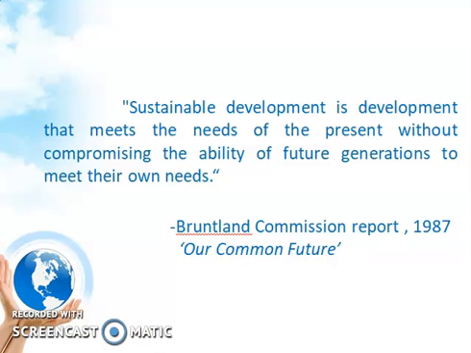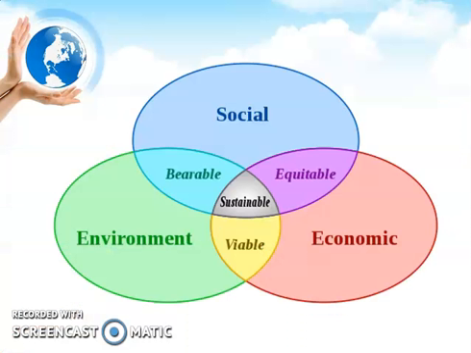So now we come to our second learning objective. What are the different aspects of sustainable development? There are three aspects of sustainable development: social, environmental, and economic. When social and environmental interact with each other, there is a term, bearable. That means development should be bearable to the earth and to society. Then again, when social and economic interact with each other, there is a term, equitable. That means the development should be equitable to society and to the economy also.